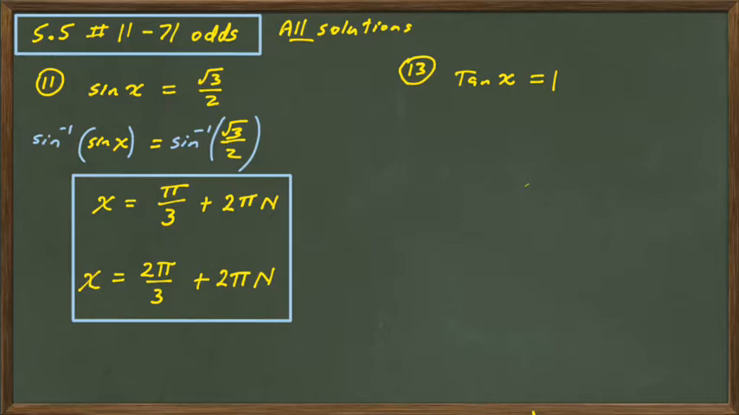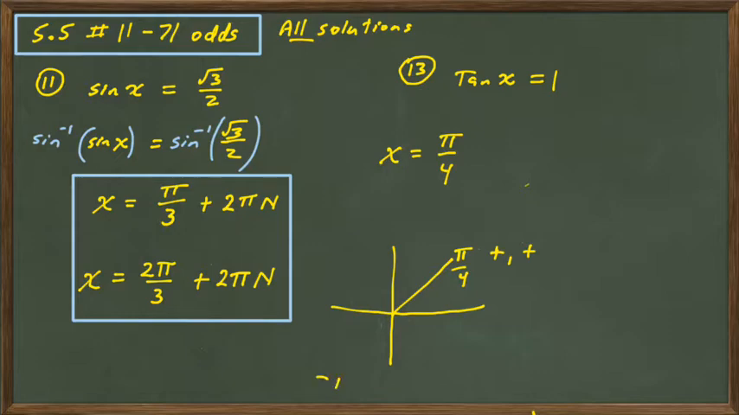Okay, on 13, I want the angle whose tangent is 1. Look at your trig table. Where does that occur? Pi over 4. At x equaling pi over 4. Tangent is positive in this quadrant because sine and cosine are the same. Where else is the tangent positive? So that could also be what else?